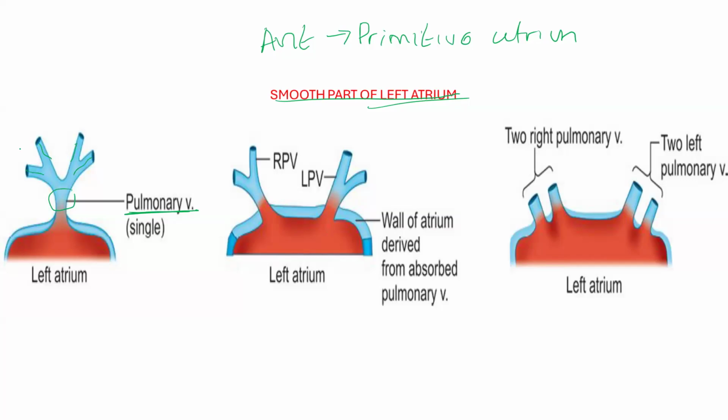Remember you have two pulmonary veins from each lung, a superior and an inferior. So this is the right superior and inferior, and this is the left superior and inferior pulmonary veins. The four of them initially fused to form a single pulmonary vein. But during development, this common pulmonary vein is absorbed. It is taken up by the left atrium, and it now forms the smooth part. So the smooth posterior wall is a derivative from the pulmonary vein.